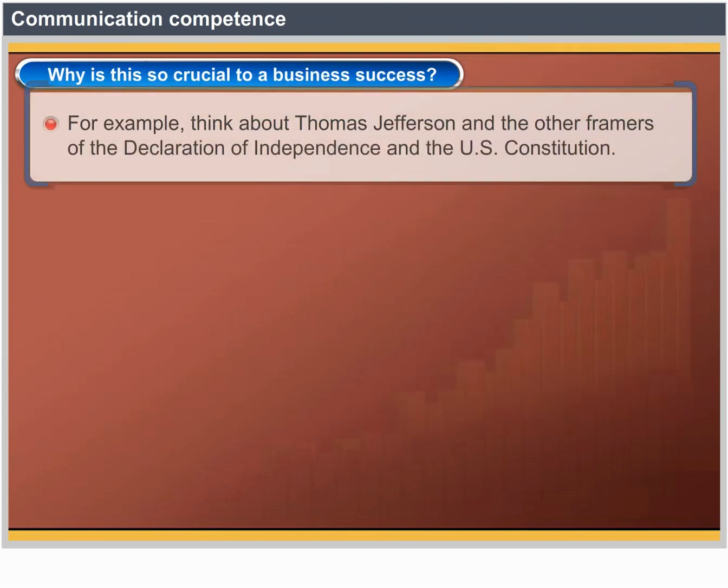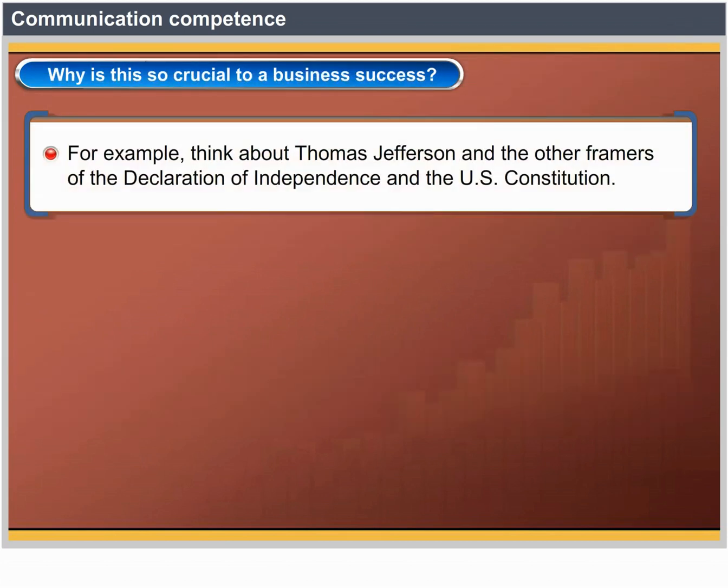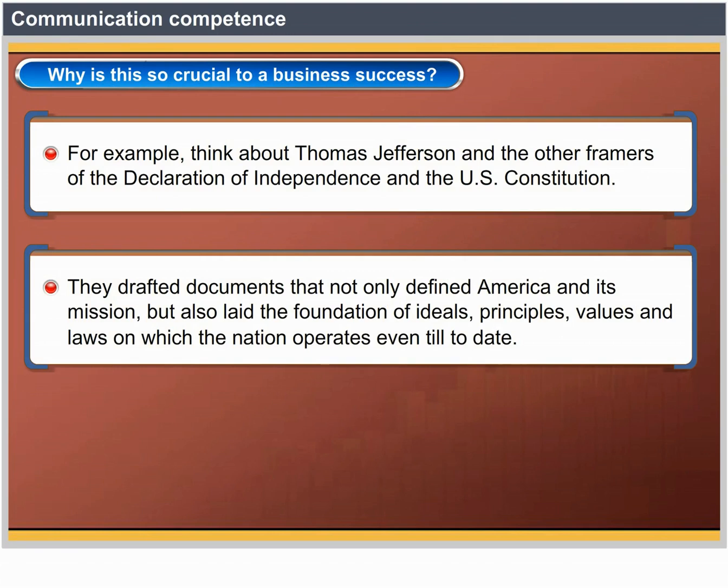For example, think about Thomas Jefferson and the other framers of the Declaration of Independence and the US Constitution. They drafted documents that not only defined America and its mission, but also laid the foundation of ideals, principles, values, and laws on which the nation operates to this day.